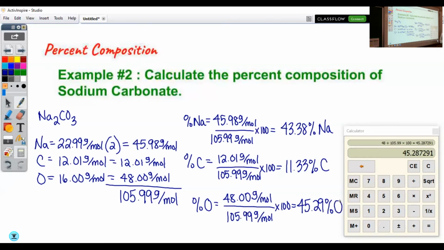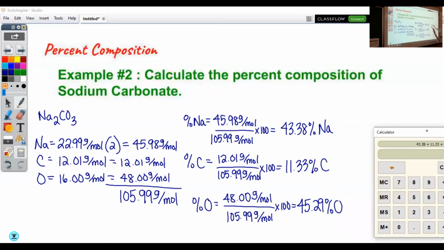Again, all of your values should add up to somewhere around 100%. So I'll get 43.38 plus 11.33 plus 45.29, and we get 100% exactly. And sometimes with rounding, it might be off by a hundredth, either higher or lower.